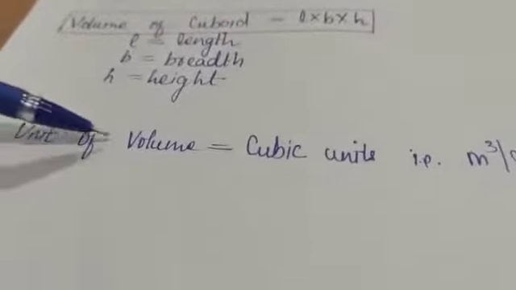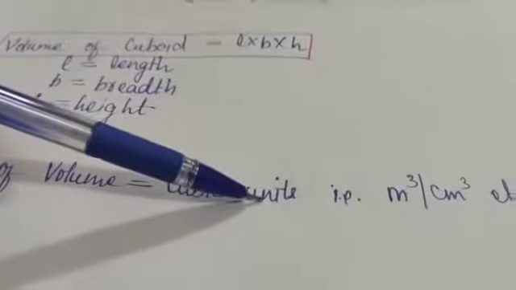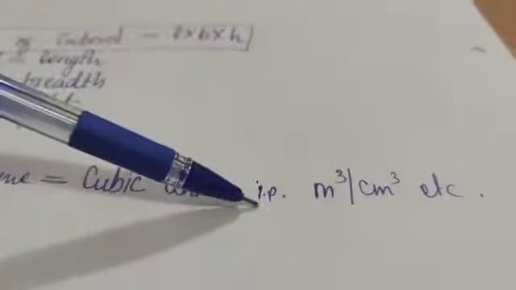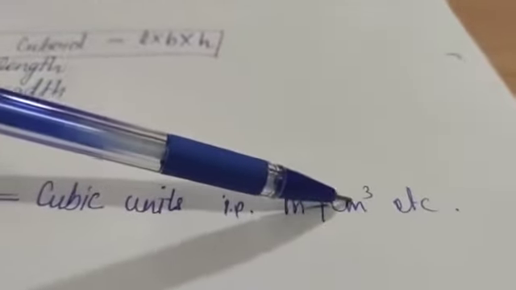Now the unit of volume is given in cubic units. That means it may be, for example, meter cubic or centimeter cubic.